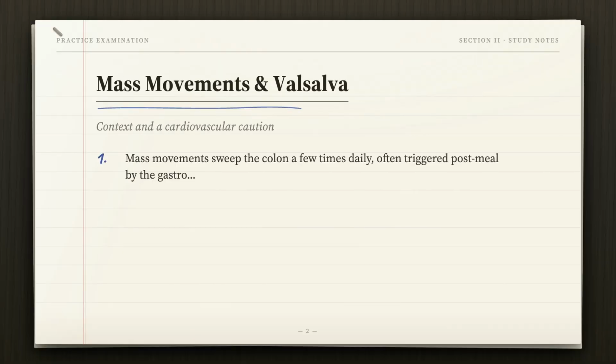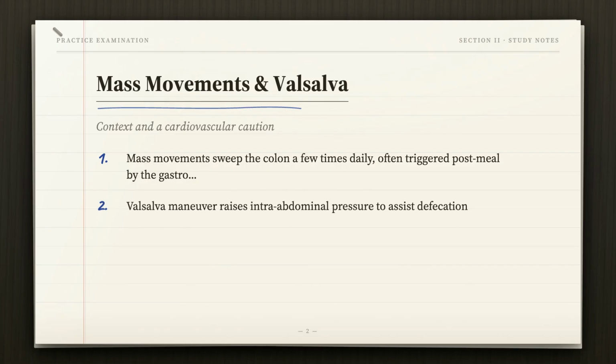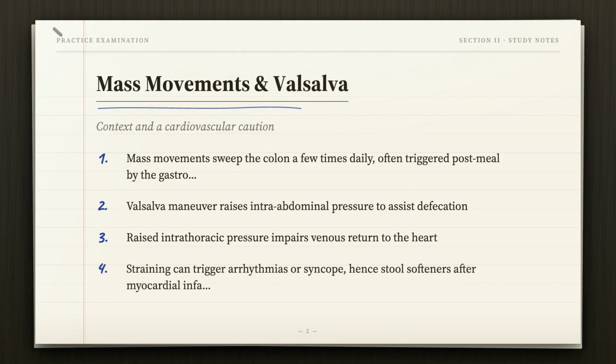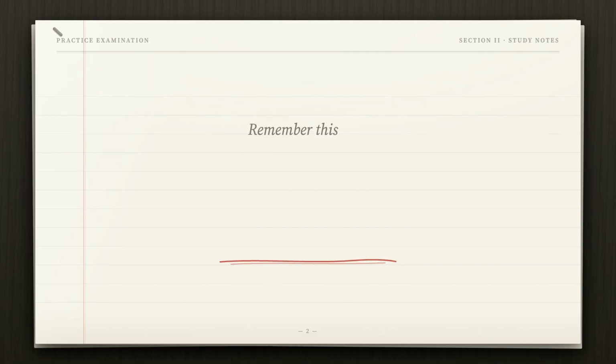Mass movements are powerful, infrequent colon contractions, often set off after meals by the gastrocolic reflex, which explains the classic post-breakfast urge. Straining via the Valsalva maneuver helps expel stool, but also raises intrathoracic pressure, impeding venous return and risking arrhythmia or syncope, so stool softeners follow a heart attack.